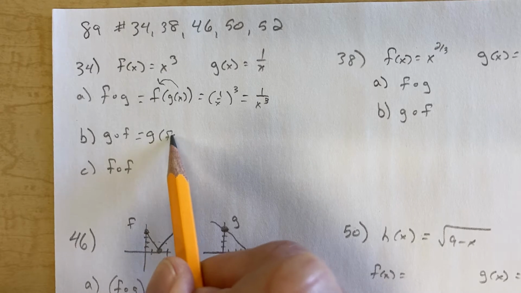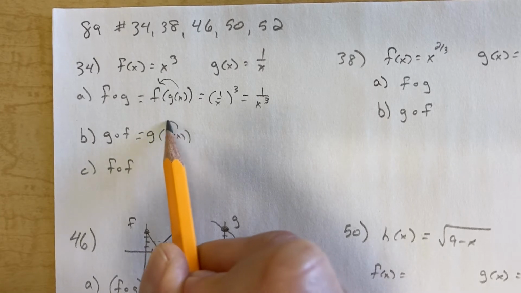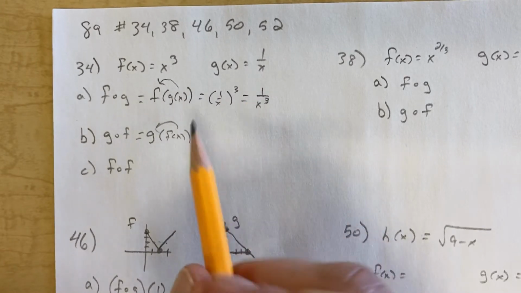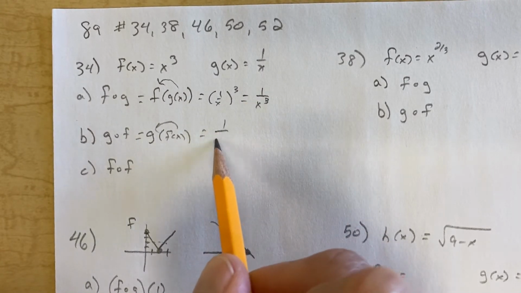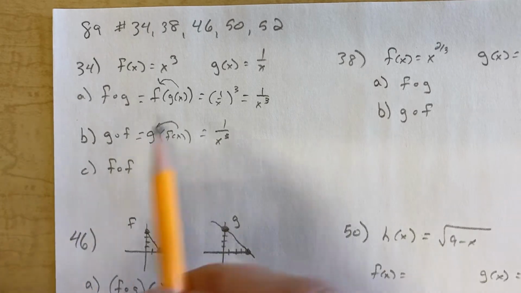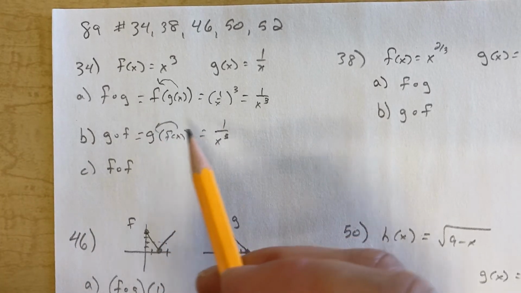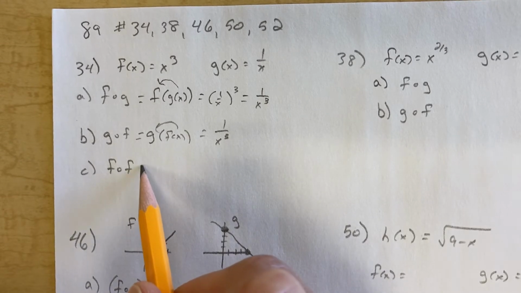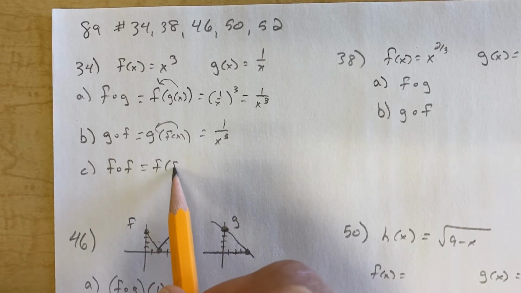This time we're going to take the f function and we're going to put that into the g. We're going to take x cubed and we're going to put that in for the x here. So that means we'll just simply get 1 over x cubed. Now, it doesn't always work out this way, but you can see that in this case we got the same thing there. Okay?